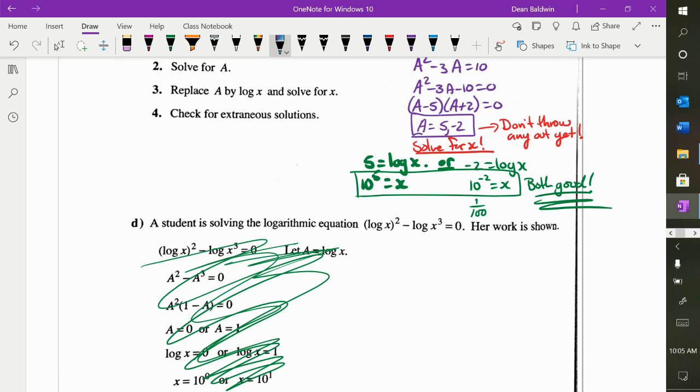So the first thing you need to do, though, is you recognize, okay, I'm going to need to make a substitution because of this. However, guys, you need to bring the exponent down off of this because your substitution is going to be for log x, not log x cubed. So we need to drop that 3 down.